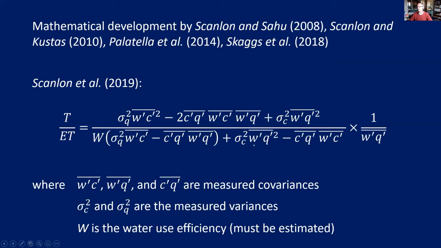And all these things basically are measured variables, everything except for the W that you see here. So we have the covariances between the vertical wind speeds and the scalars, and then the covariance between the scalars, and then the variances of the scalars. Those things are all measured. So water use efficiency has to be estimated. That's the only unknown really in this approach.